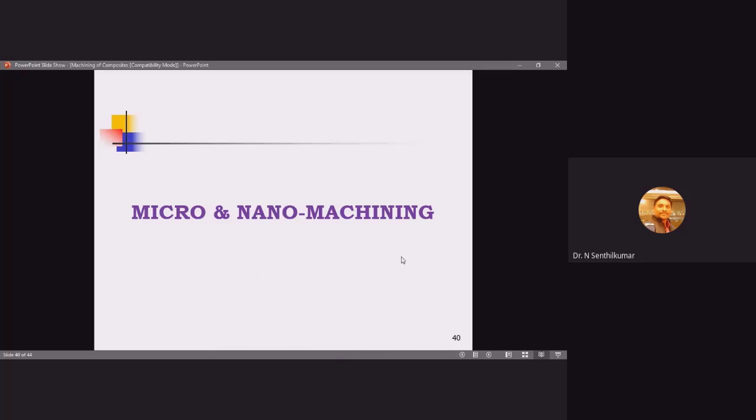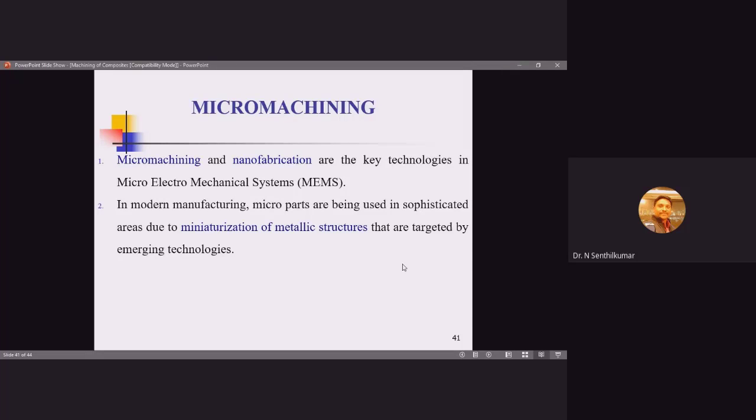Then we move on to the micro and nano machinings. In MEMS, nowadays we are going to come across two important terms. With this I will finish now. MEMS and NEMS, micro electromechanical system and nano electromechanical system. These are part of the miniaturization of metallic structures. As I told, in a watch you can see a number of mechanical rotating parts. Those are being developed by this MEMS and all. Nowadays we are going to move towards nanotechnology. In nanotechnology, we are going to produce components with the nano robots you might be hearing of.